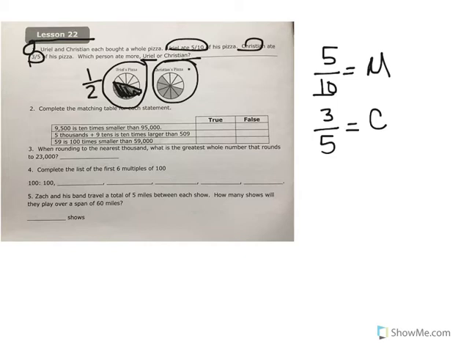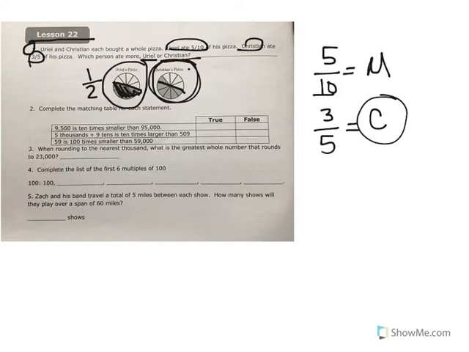Then if we look at Christian's, 3/5, and here's the halfway mark, his is more than a half. So Christian ate more than a half and Uriel ate less than a half. So Christian is going to be the one who ate more.